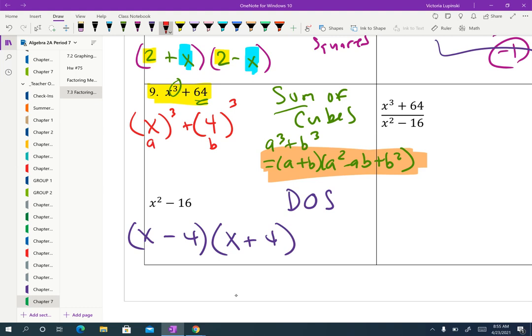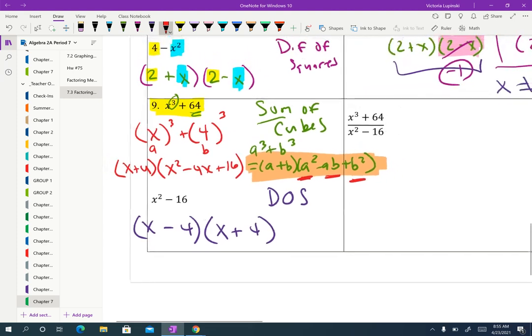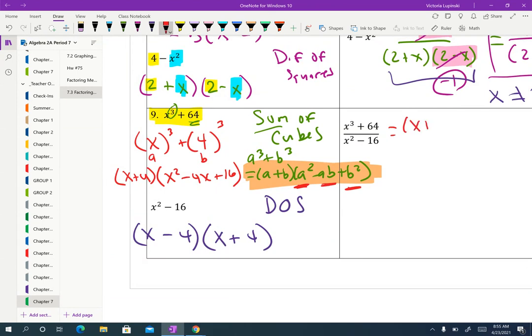Per the formula, you're going to factor it as a plus b, which would be x plus 4. Then you're going to square the a, which means square the x. Then you're going to multiply a times b, which would be 4x. And then you're going to square the b, which means square the 4. So you're going to take both of these factorizations and put them on the right-hand side there. Again, this is the only sum of cubes we've seen today. Remember, there's a difference as well.